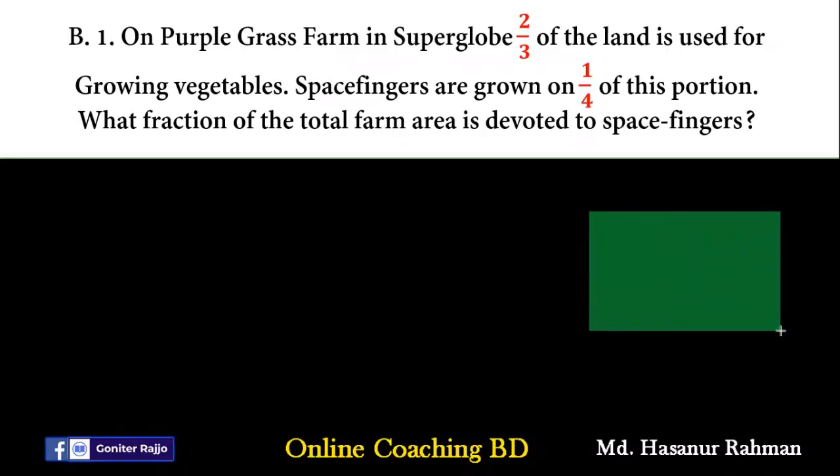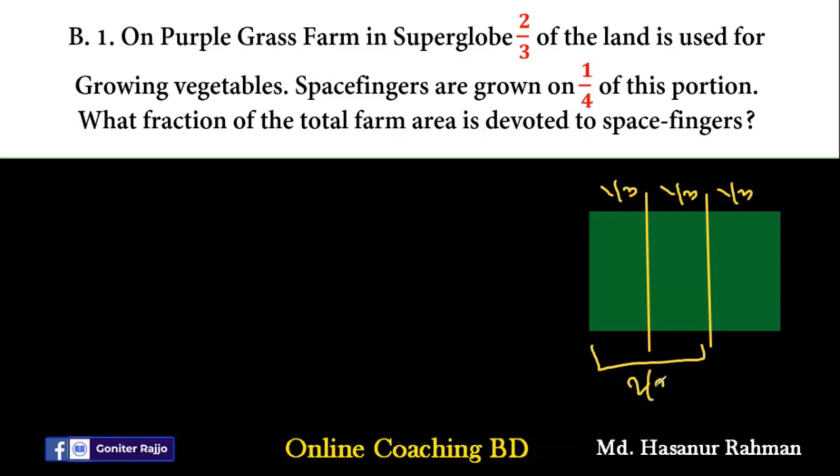Suppose this is a grass farm, and in this grass farm, only 2/3 of it is used for growing vegetables. So we can say this is 1/3, this is 2/3. Here we have to divide this whole farm into 3 equal parts. Then every part is 1/3, 1/3, and 1/3. So these 2 parts are actually 2/3. And from this 2/3 of the land, only 1/4 of this portion is used.